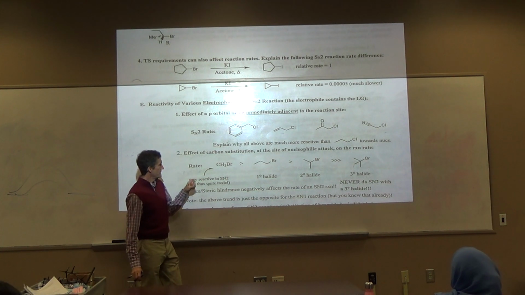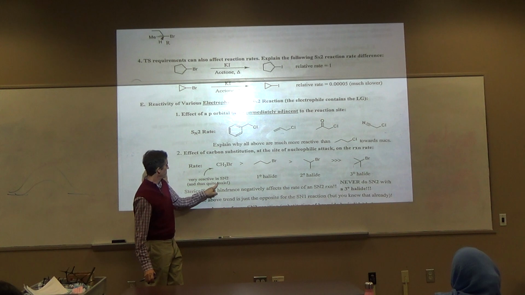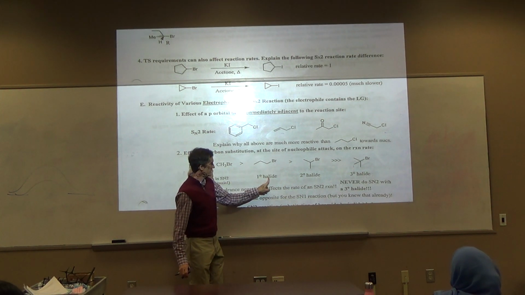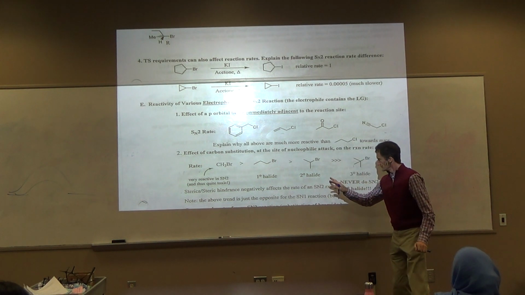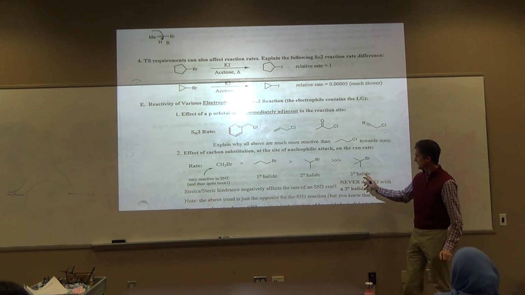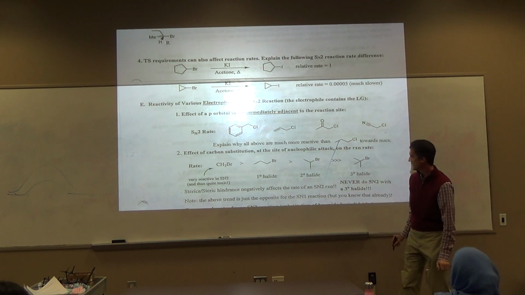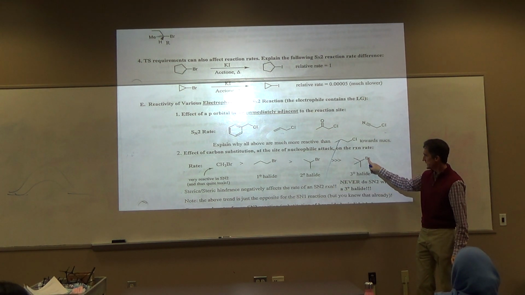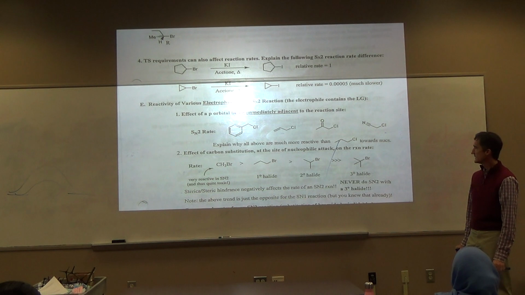Look at the rates here. Methyl bromide reacts much faster in an SN2 than the primary halide. That's faster than secondary halide. And this is faster than tertiary halide, actually much faster. Tertiary halides never do SN2. Never. They're too sterically crowded.